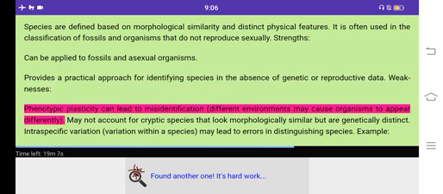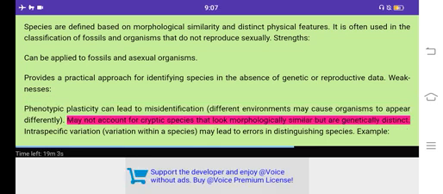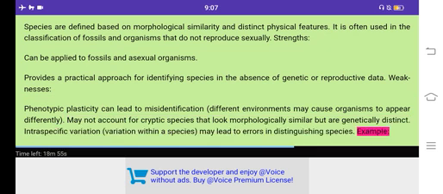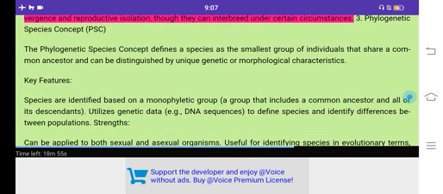Weaknesses. Phenotypic plasticity can lead to misidentification. Different environments may cause organisms to appear differently. May not account for cryptic species that look morphologically similar but are genetically distinct. Intraspecific variation within a species may lead to errors in distinguishing species. Example. Dogs and wolves are morphologically similar but are considered different species based on their genetic divergence and reproductive isolation, though they can interbreed under certain circumstances.